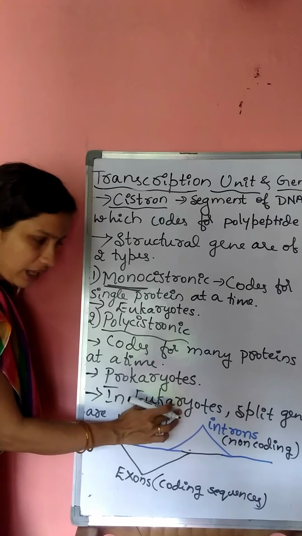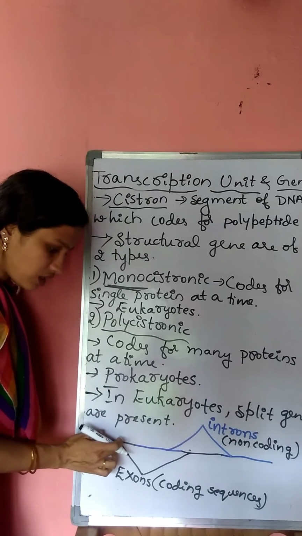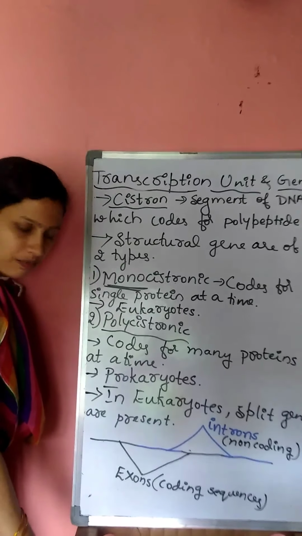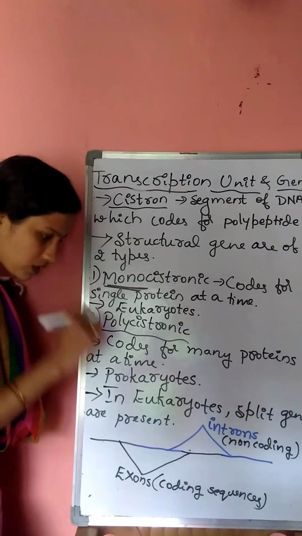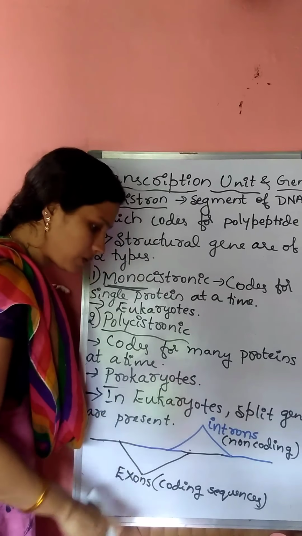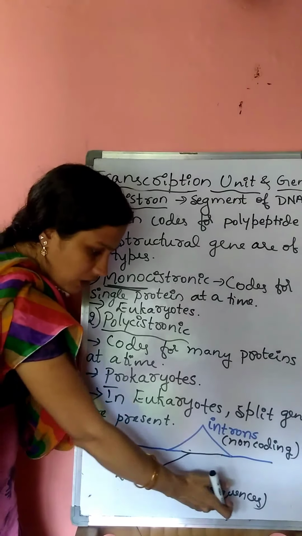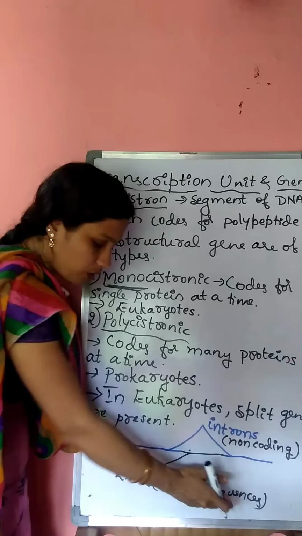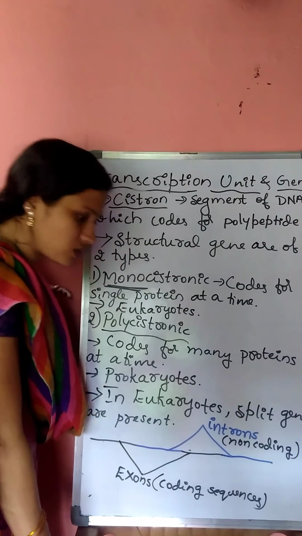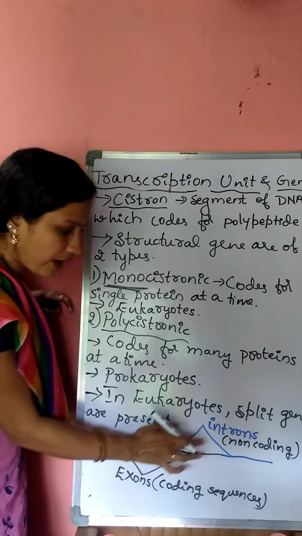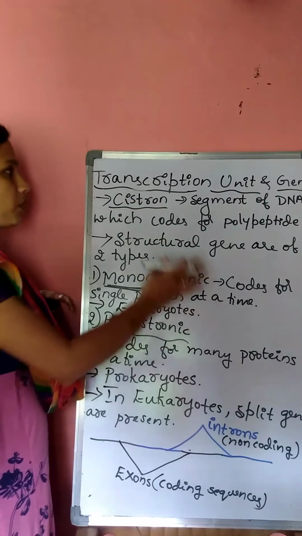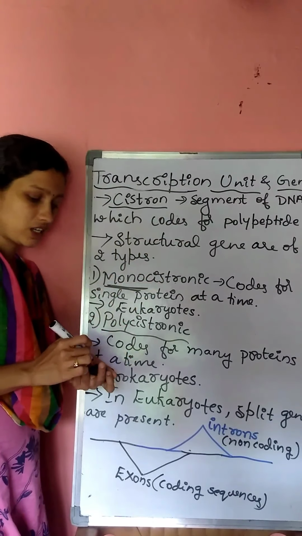In eukaryotes, introns and exons both are present, hence they are called split genes. Between the coding sequences, non-coding sequences are present. The coding or expressed sequences are called exons, whereas the non-coding or non-expressed sequences of the DNA are called introns. This is about the transcription unit and gene.